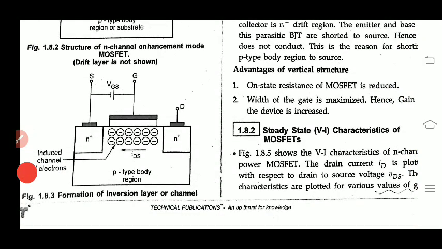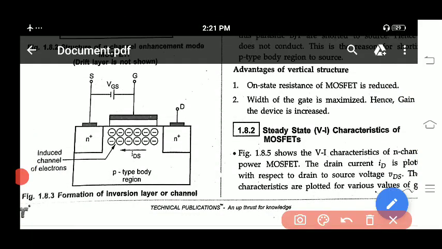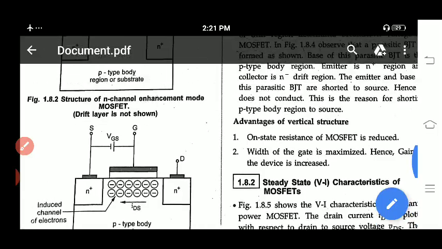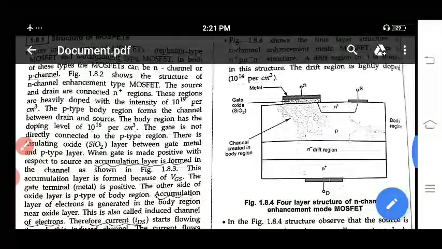Here you can observe that between gate and source you have connected the voltage supply. Electrons are accumulated below this gate region. Because of this, the p-type body region is converted into an n layer. An induced channel of electrons will be formed. Then current starts to flow from drain to source. Like this it will start to conduct.